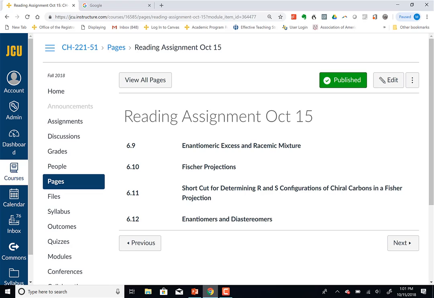I think I've updated Canvas for today through Wednesday. Today we're going to talk about the first part, physical properties of enantiomers. We've talked a little bit about Fisher projections, and we'll come back to those, as well as enantiomers and diastereomers on Wednesday. So I put a video in the textbook and online, as well as the PowerPoints, I think. I don't think there's any PowerPoints that go with it. I think it's all just freehand.